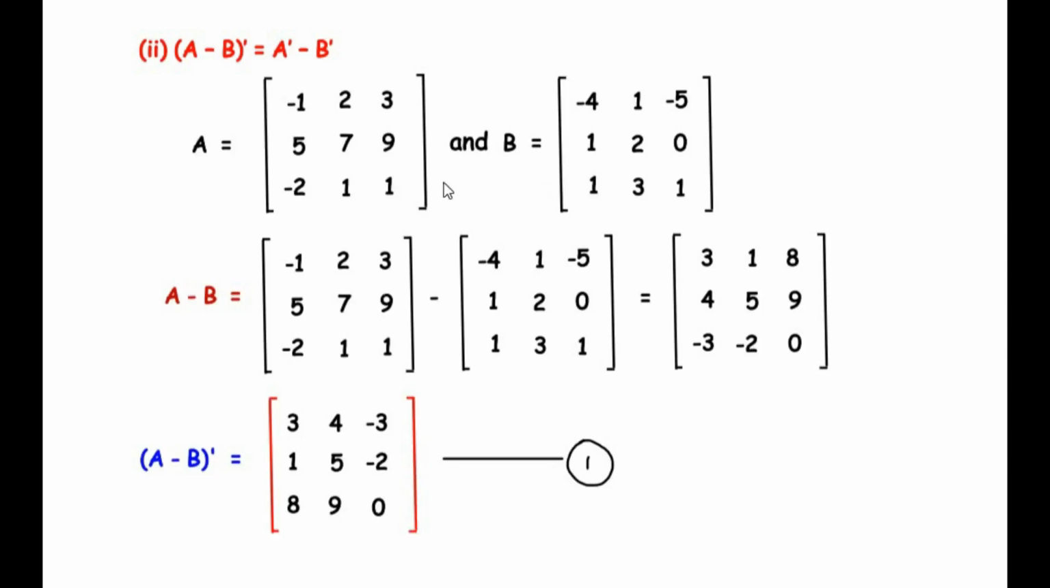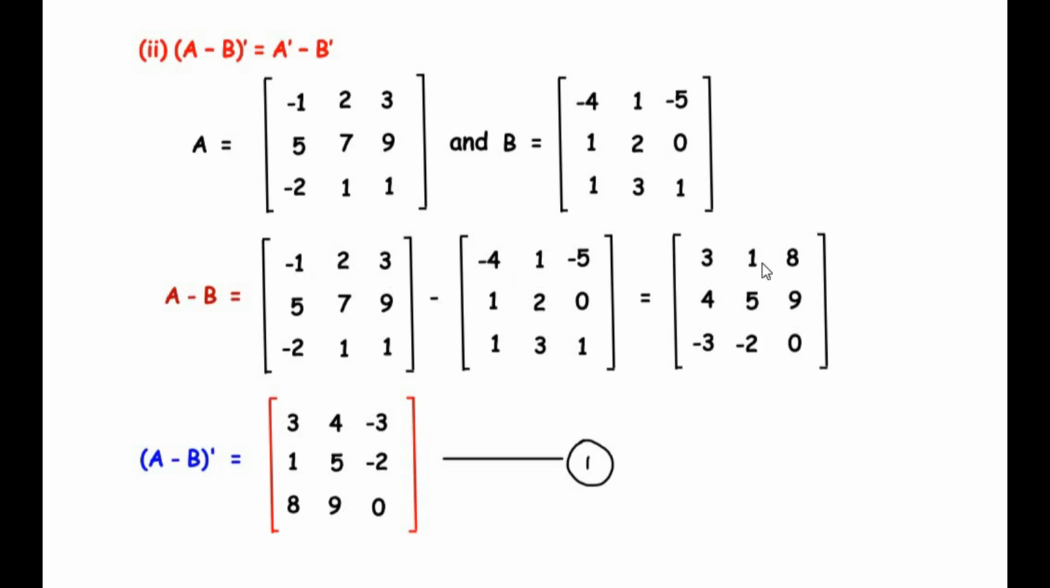So here we have A minus B the whole transpose is equal to A transpose minus B transpose. So again let us start with the left hand side. So before we find out the transpose, let us find out A minus B. So here these were the given A and B matrices. Now subtracting B from A, we get minus 1 minus of minus is plus 4. So minus 1 plus 4 gives us 3.